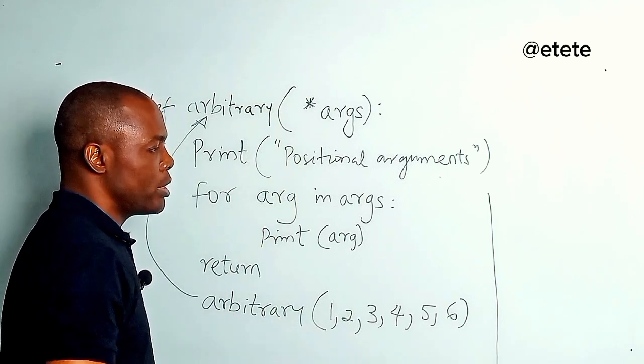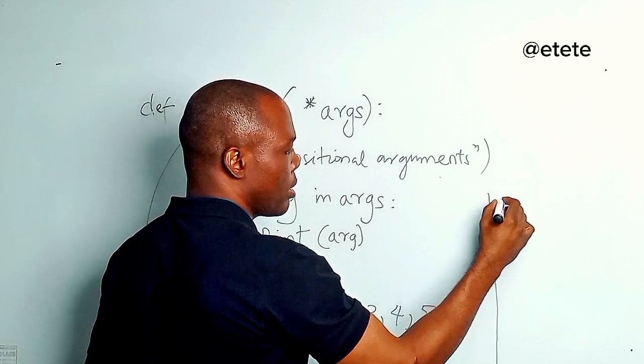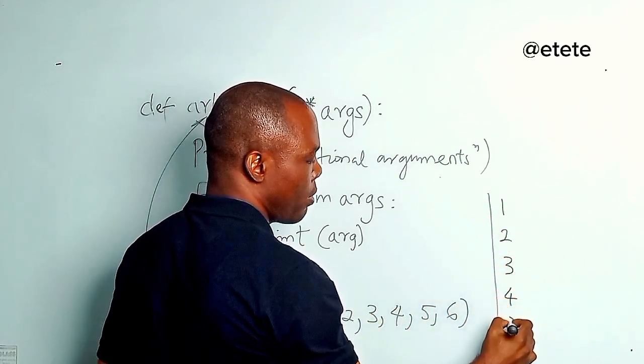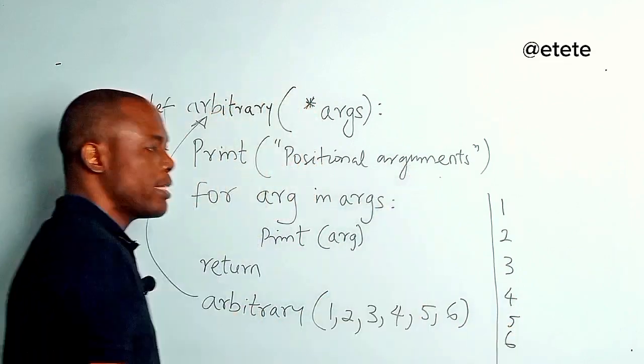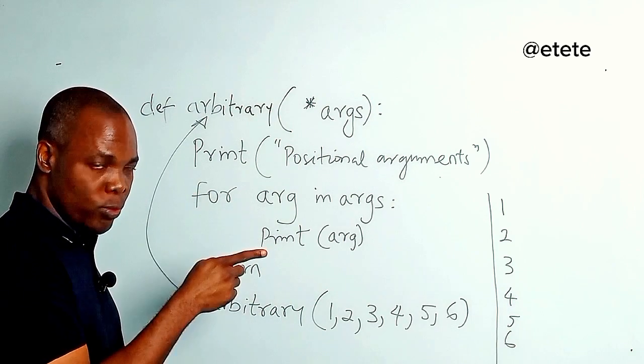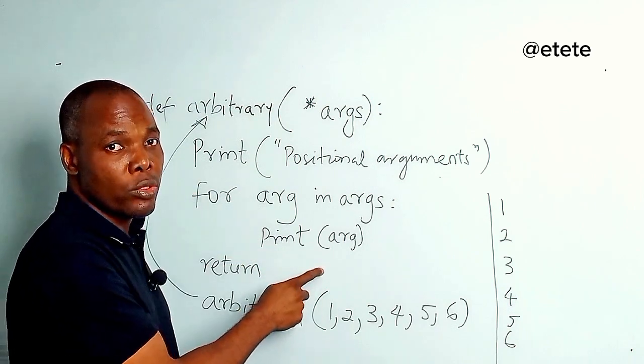Now, when I'm going to print this out, it will print it like this: 1, 2, 3, 4, 5, 6. That is how it's going to print out my output. Now, if I don't want it to print it out that way, it means I'm going to do something to this function.